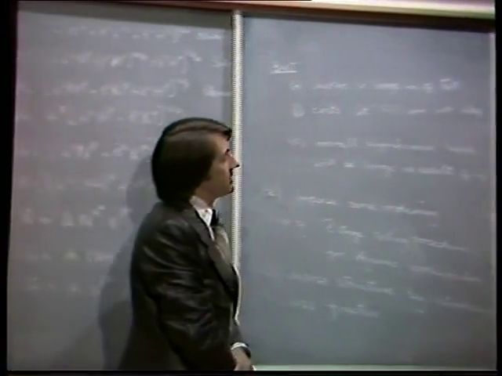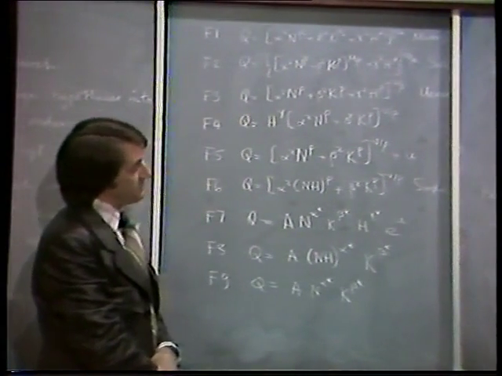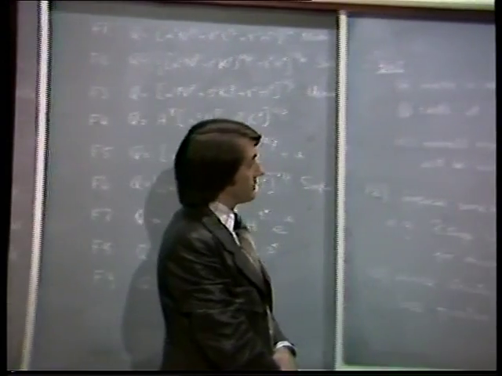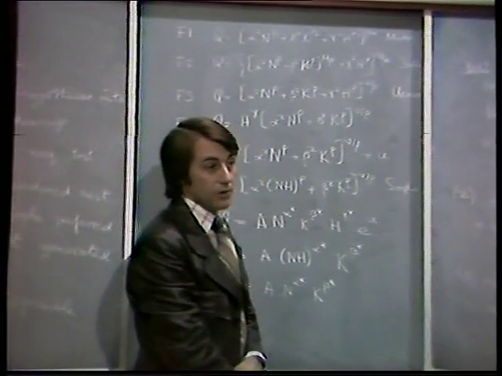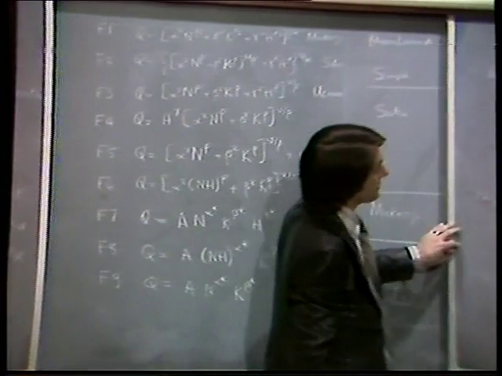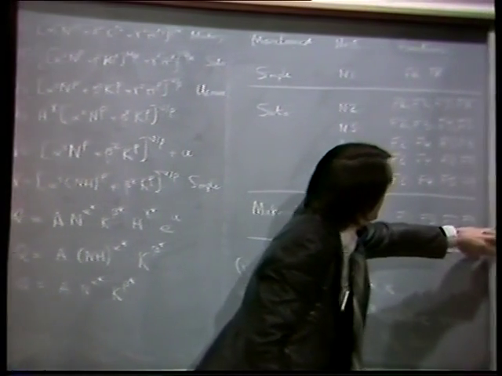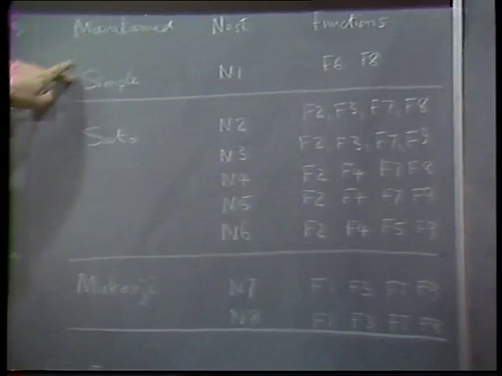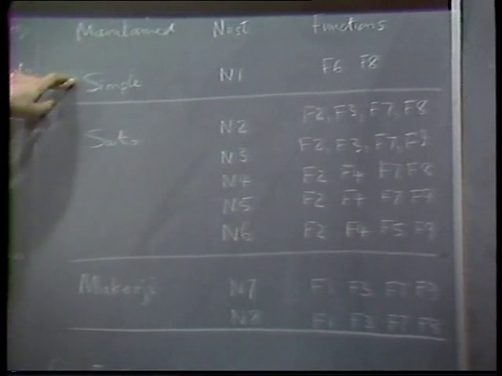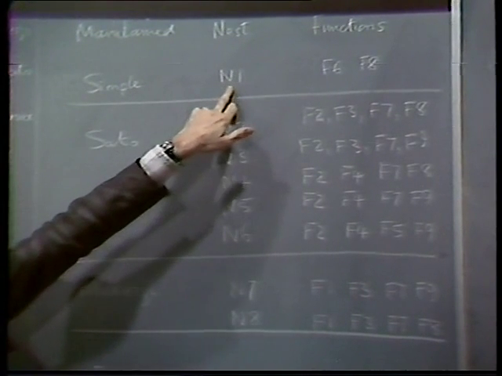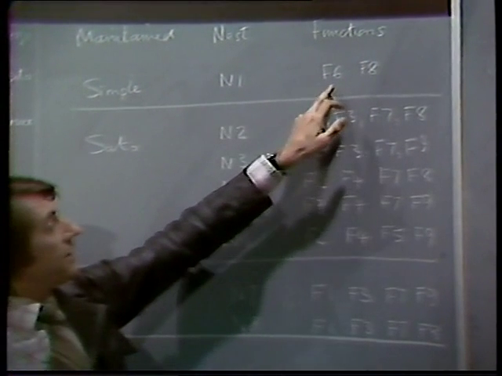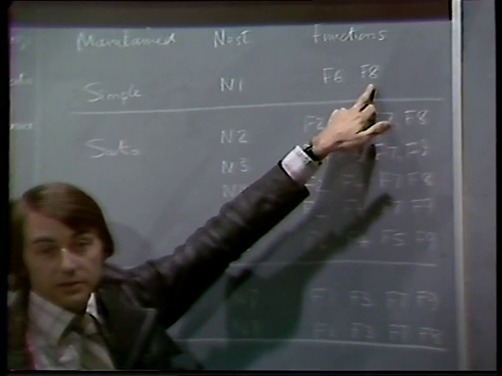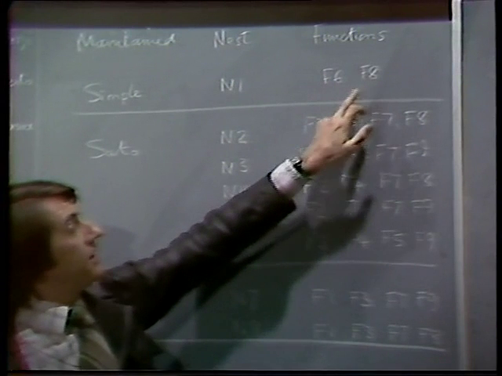What can we do in that situation? Well, what I did in this particular example was to use the exhaustive search procedure, and that is to construct each of the feasible ordered nests, which we have on this part of the board. If we consider the maintained hypothesis of the simple CES function, then we label that as nest 1. The functions there are the maintained F6 and the restricted within it F8, the Cobb-Douglas. So we have a simple test of F8 against F6.